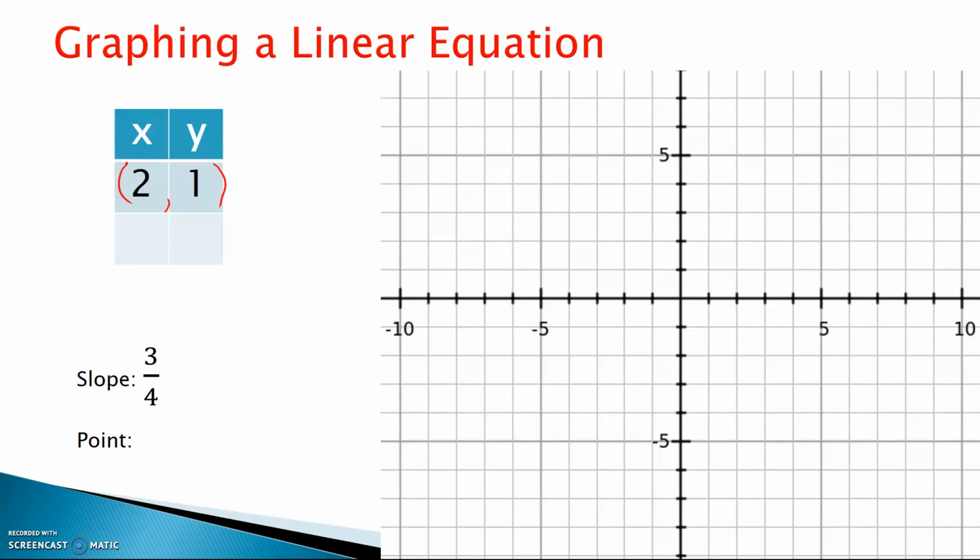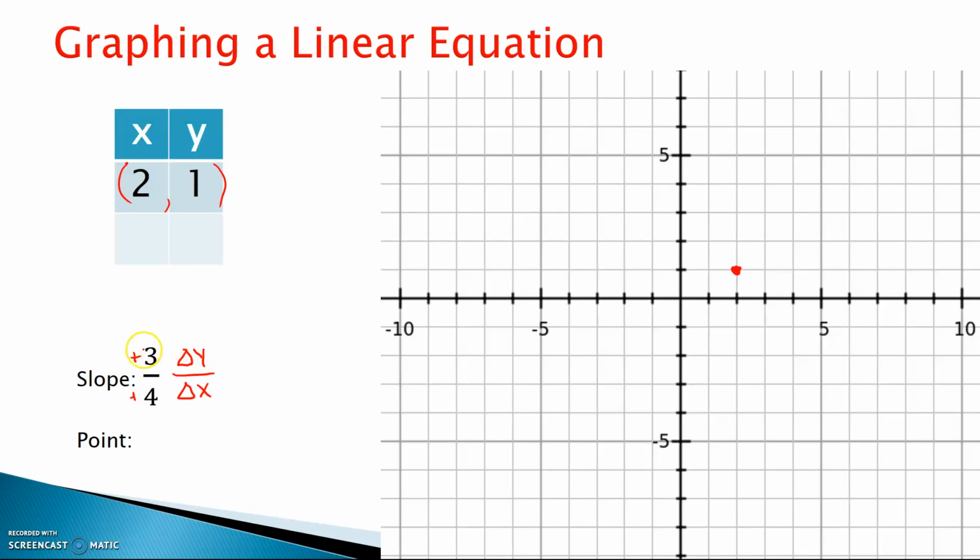All right, so let's go through this. I'm going to plot my point again. I always want to start there. So that means 2, 1, I scoot over 2, and I go up 1. There we have it. Now I need to get a second point to create that line. Well, my slope, again, the delta y, the change in the y over the change in the x's, is a positive 3 and a positive 4.